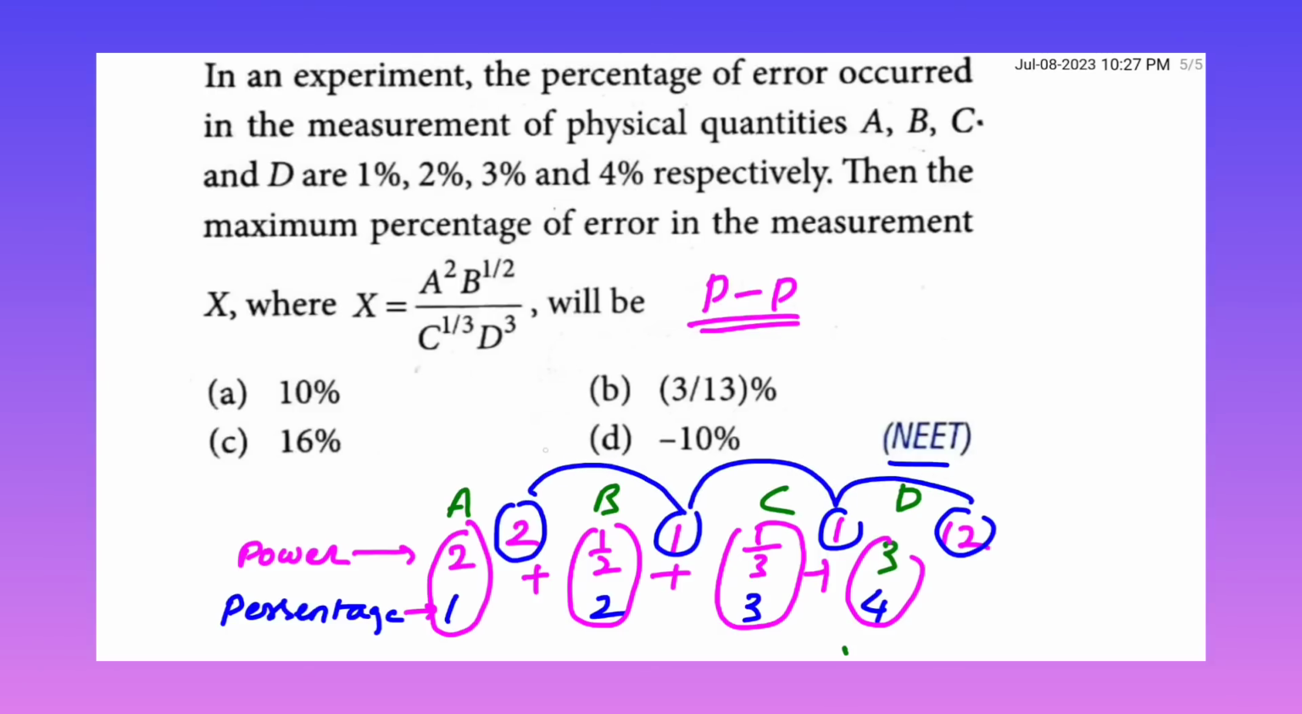That's it. Your answer is ready. You have to add all this. So power percentage technique means power and percentage should be multiplied and they should be added. That's it. Your answer is 2 plus 1 plus 1 plus 12. So therefore your answer is going to be 16. That is called the percentage. That's it.